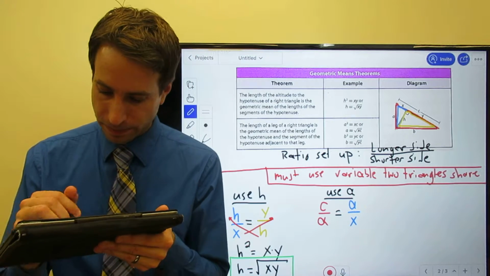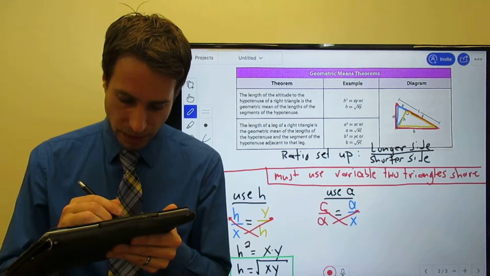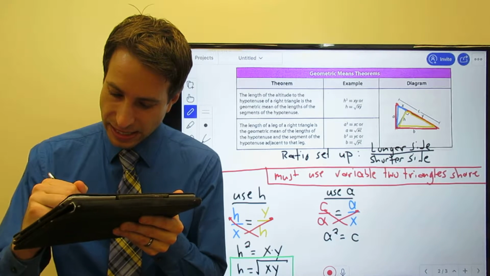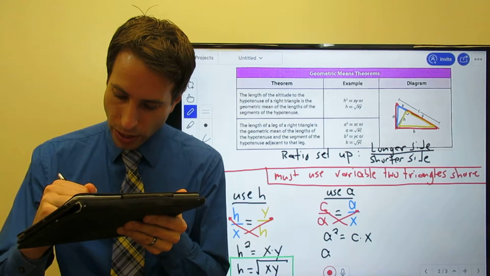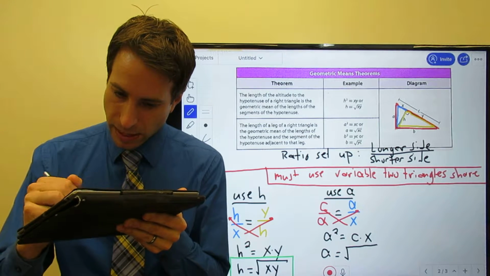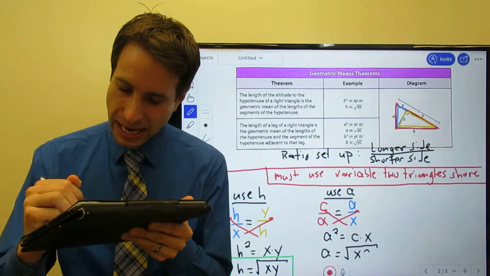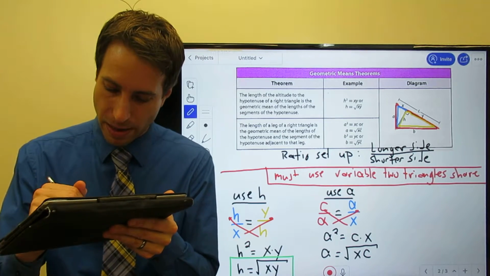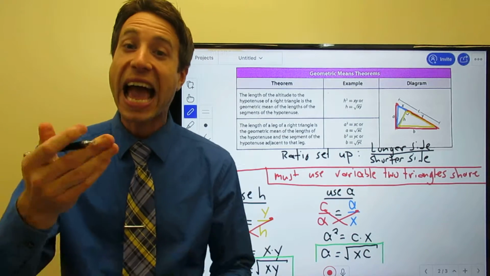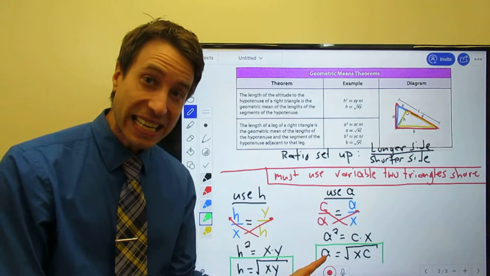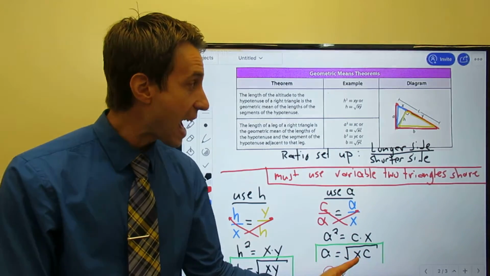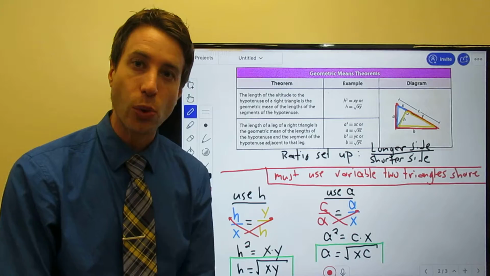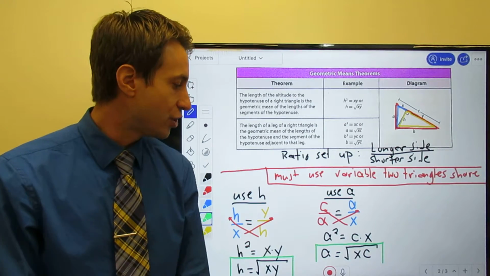So we'll cross multiply. What I wind up with is A squared is equal to C times X. Take the square root of both sides, and I wind up with the square root of C times X, or X times C. Remember, multiplication is commutative. It doesn't matter what order you multiply the numbers. You'll get the same answer either way. And again, I get a geometric mean. A is the geometric mean of side X and side C, because I multiply them together and take a square root. That is our definition of a geometric mean.